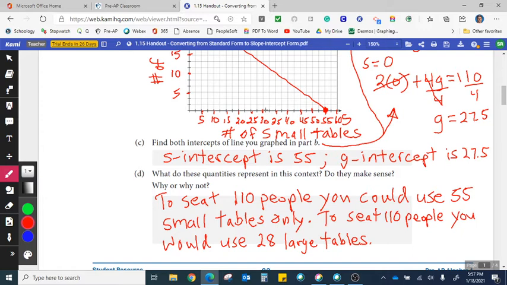Okay, so I would say yes, they do. Yes, small tables make sense. Large tables would need another table.